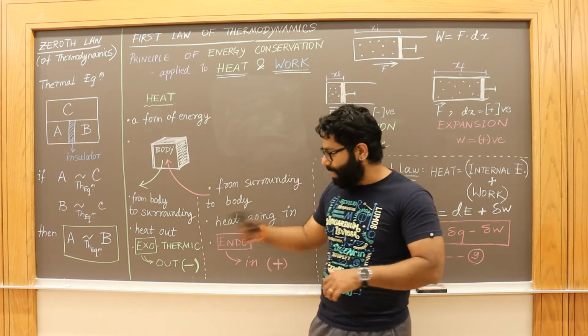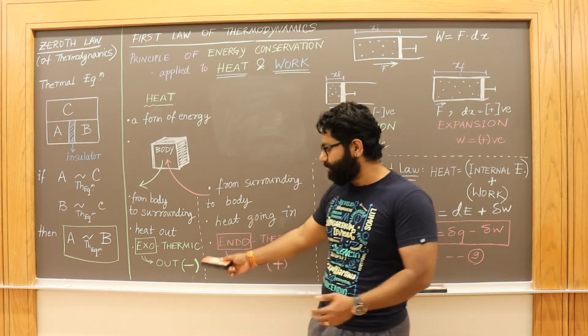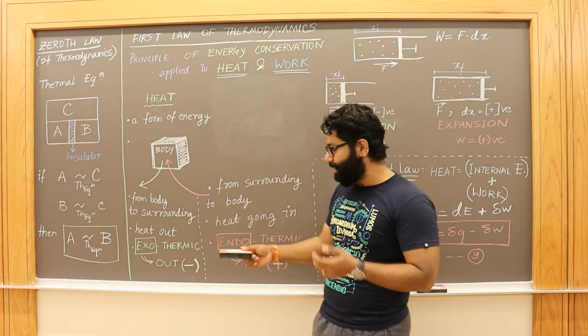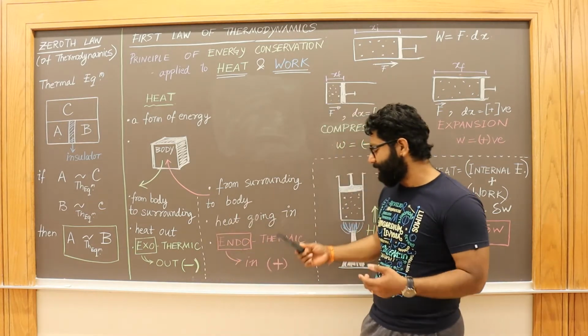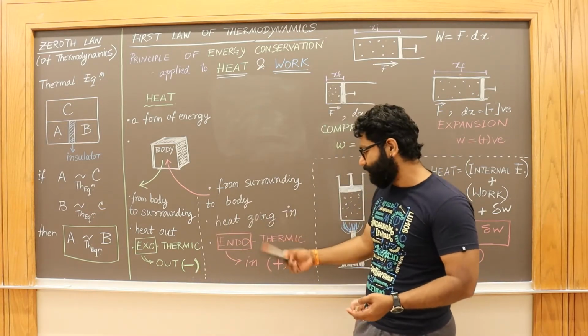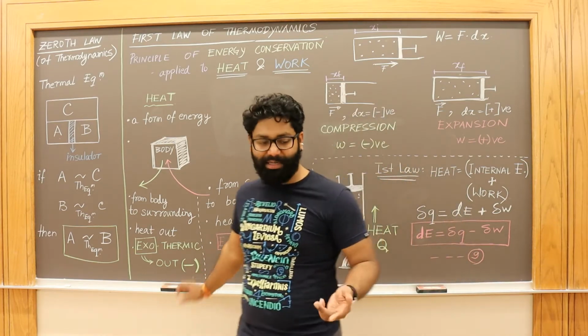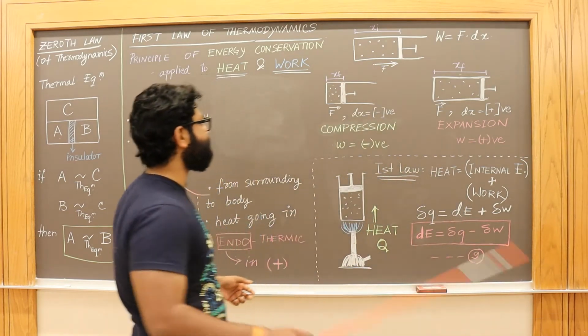Very simple concept, exothermic and endothermic. Exothermic, the body is losing heat, and that's why negative. Endothermic, the body is gaining heat, and that's why the positive sign. Okay. Moving on to the energy concept.